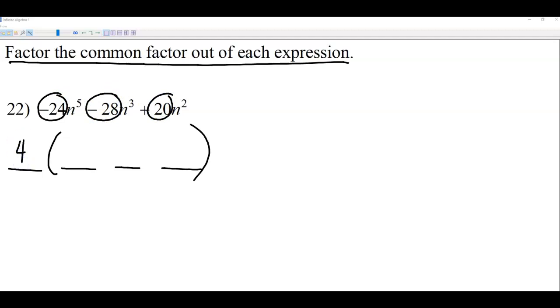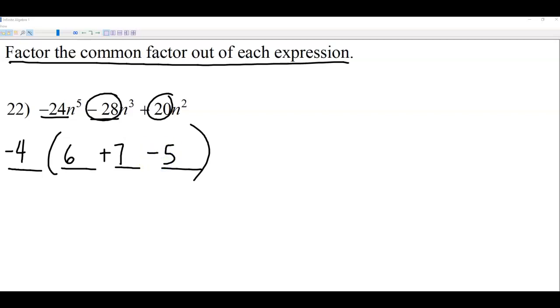But another thing we talked about is if your first number has a negative in the front, you want to take out a negative 4. So what I'm going to do is divide all of these numbers by a negative 4. So negative 24 divided by negative 4 is 6. Negative 28 divided by negative 4 is 7. It's going to be a positive now because a negative divided by a negative is positive. And then 20 divided by negative 4 is a negative 5.